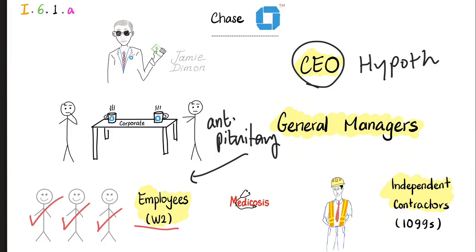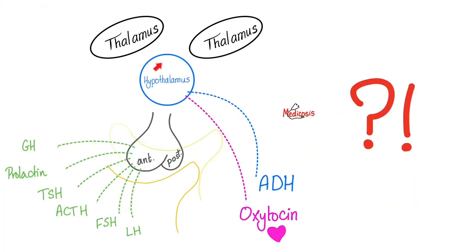But what are the 3 independent contractors that do not obey the pituitary? Instead of thyroid, say parathyroid. Instead of adrenal cortex, say adrenal medulla. And instead of gonads, say pancreas. This is the hypothalamus, which is the CEO. This is the anterior pituitary, which is the general manager. This anterior pituitary secretes growth hormone, prolactin, TSH for the thyroid, which is an employee, ACTH for the adrenal cortex, another employee, FSH and LH for the gonads, the third employee.